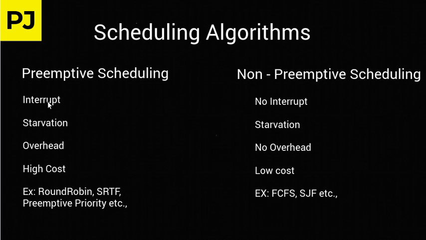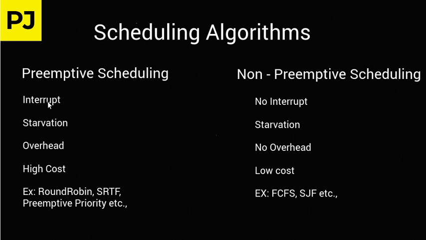Next, starvation. So what is meant by starvation? Starvation means suffering a lot. Is there any chance of process starvation in preemptive scheduling? Yes, there is a chance of starvation in preemptive scheduling. For example, if a higher priority process comes at regular intervals of time, then a lower priority process will never get executed, so it may be starved.